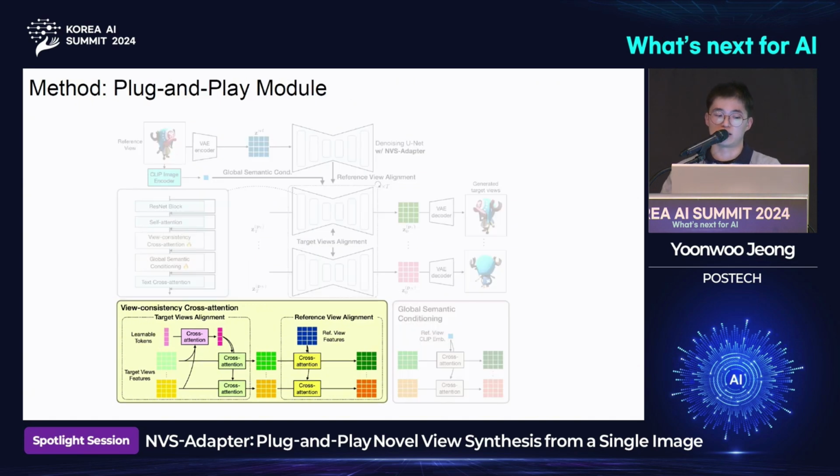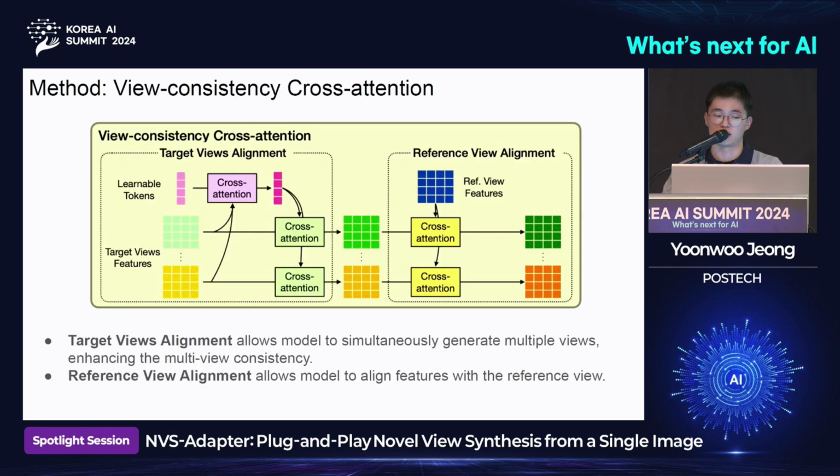The first part is the view consistency cross-attention layer. It consists of two main blocks. The first one is target views alignment, which allows generating multiple views together with an attention model. We adopt the perceiver architecture for this design, and we also introduce a reference view alignment that uses cross-attention with the reference view that is used as an input.